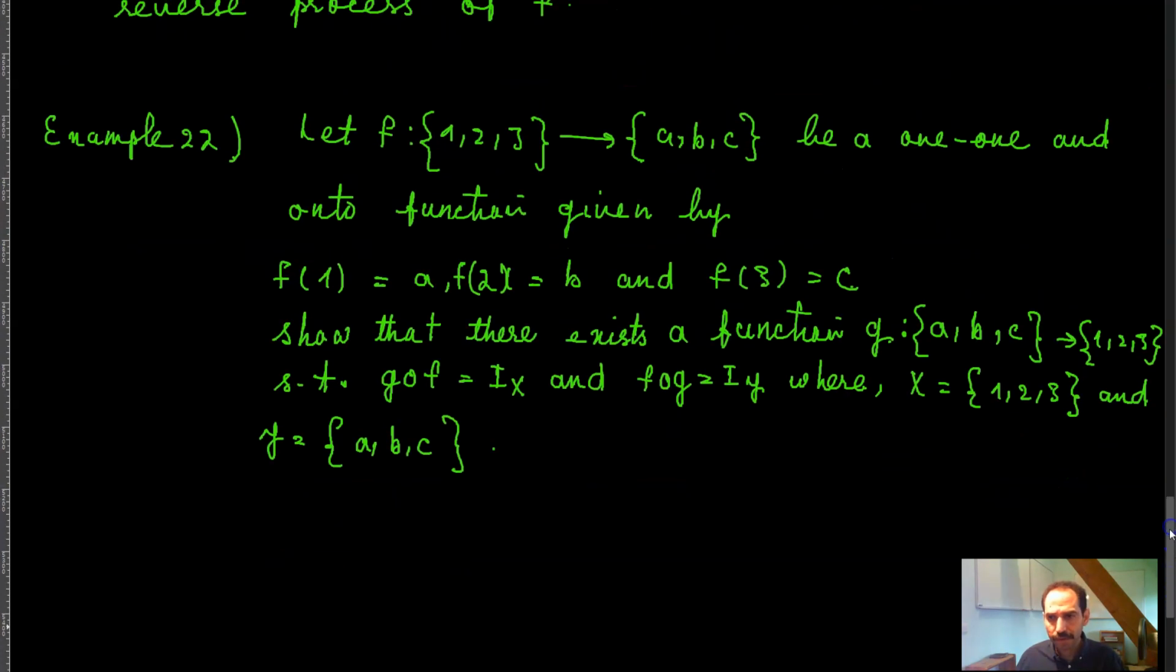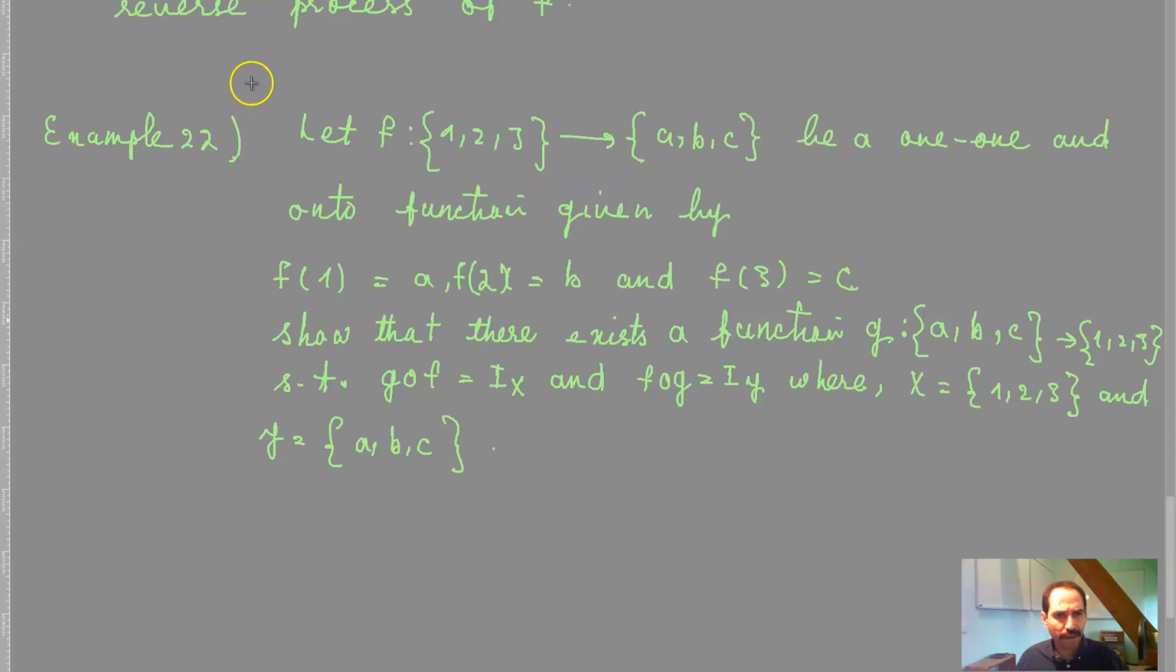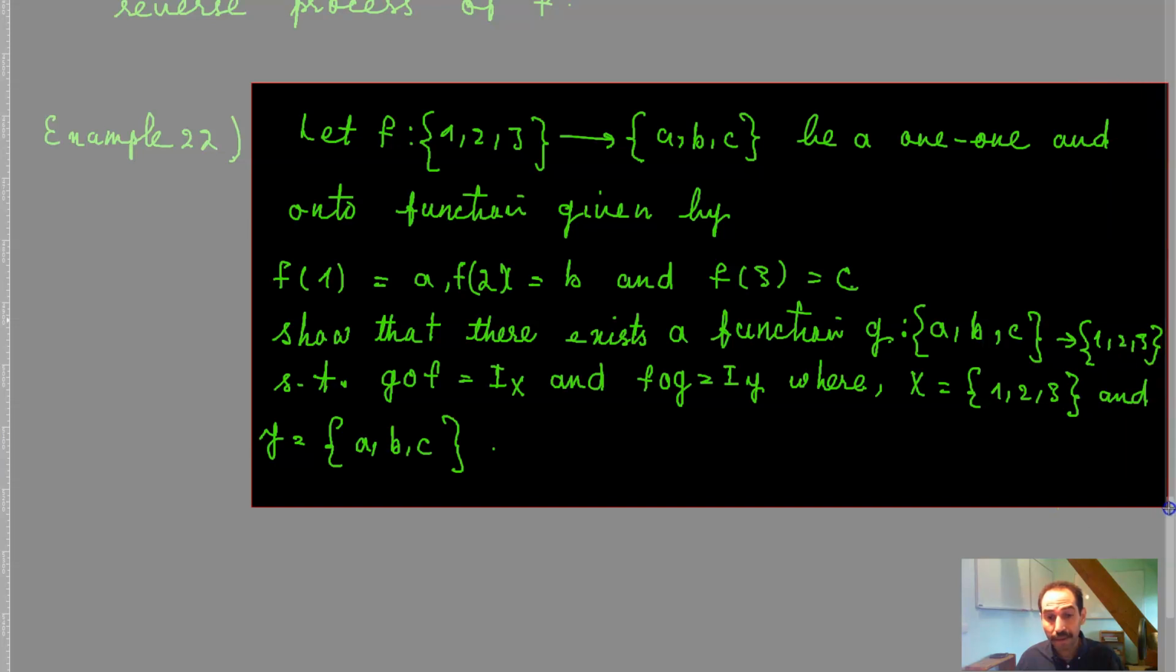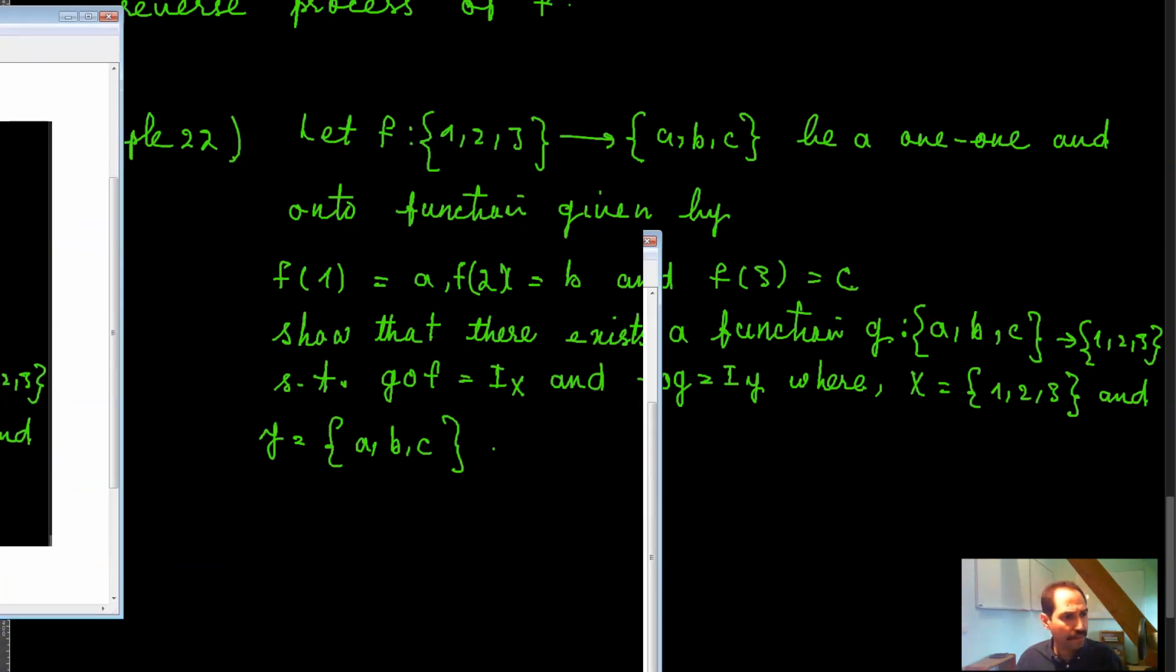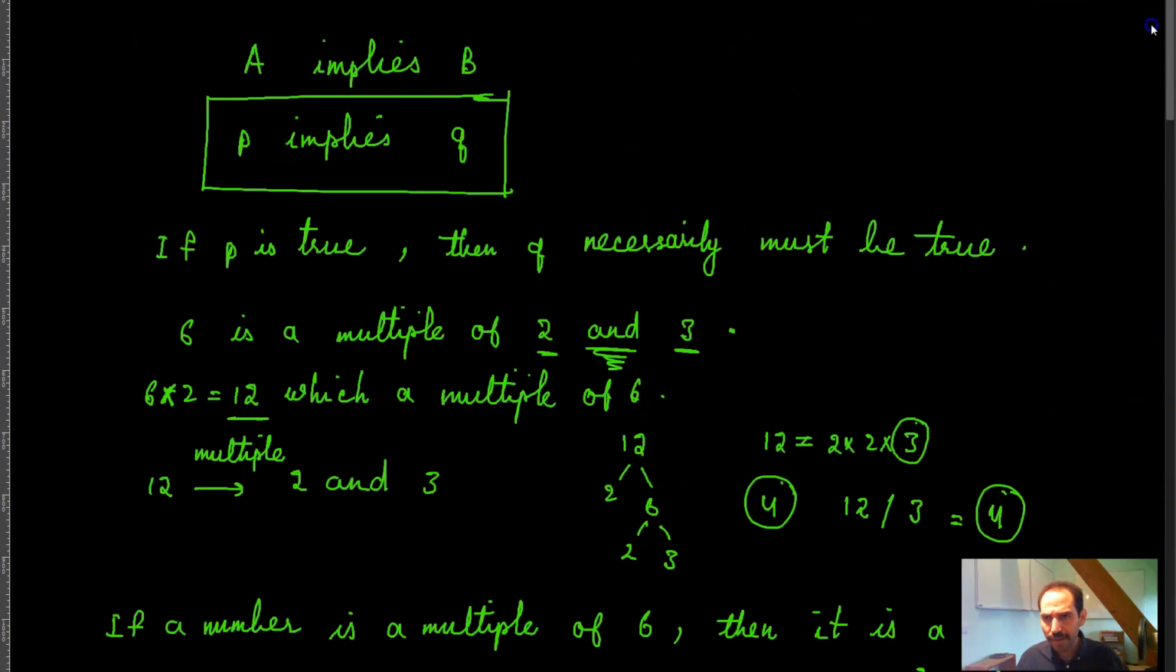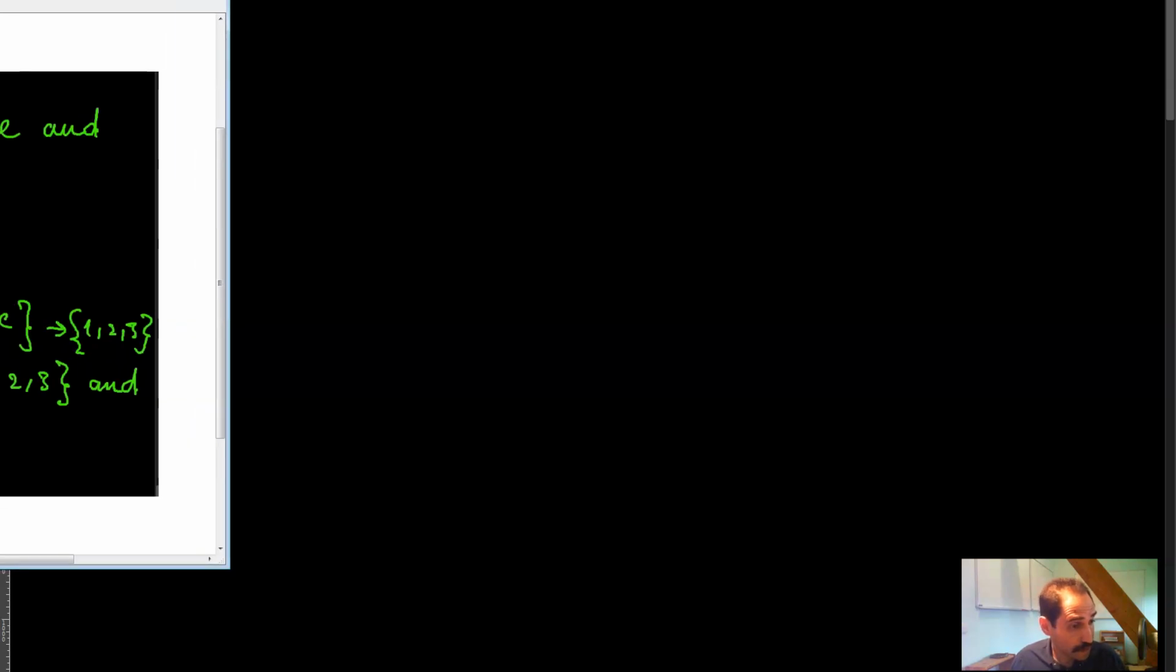Okay, so since we don't have much space here, I'm going to make a screenshot here, and then we will solve the problem somewhere else. Basically, this is the same example that we had before, where we talked about the identity function on sets A and B and so on.